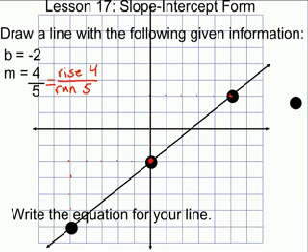Now we need to write the equation of that line in slope-intercept form. Y equals my slope, which is 4/5, then the x plus my y-intercept. My y-intercept is -2, so I write -2. So the equation of that line is y equals 4/5 x minus 2.